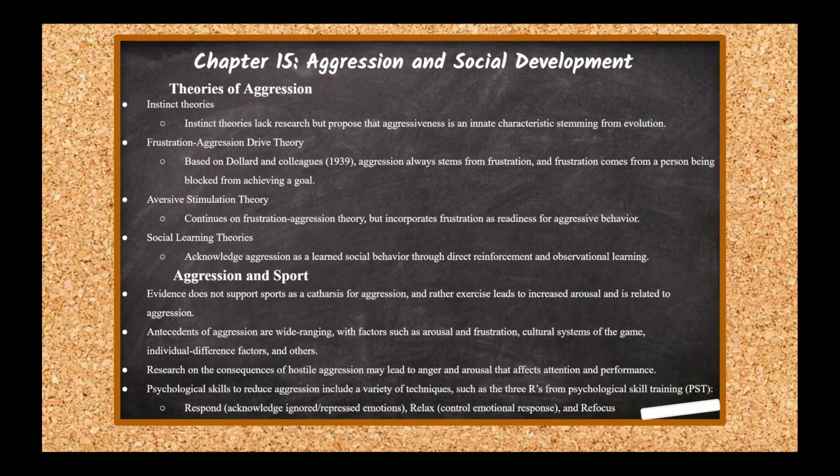Psychological skills to reduce aggression include a variety of techniques such as the 3 R's from psychological skill training, PST. First is respond: acknowledge the ignored, repressed emotions. Second, relax, which is to control the emotional response of these emotions. And third, lastly, refocus: after you go through the first two steps, you have to go back into performing in whatever sport.